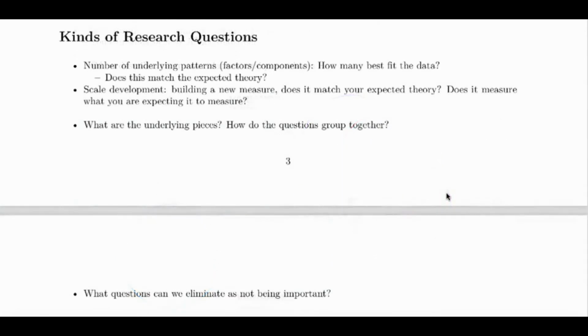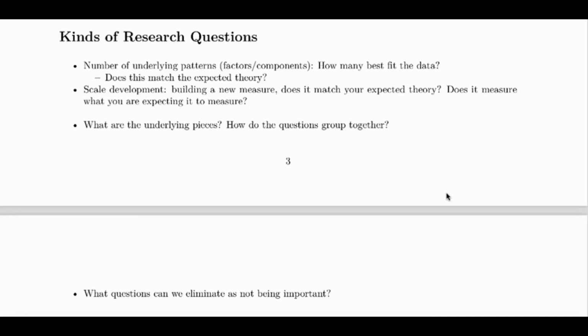So what are the kinds of research questions that you can answer with an EFA? You can answer what's the number of factors or components that you have, how many fit the data if you don't know it, and does it match what's in the theory, or if you don't know it, this is how many factors this theory should have, maybe. You might want to develop your own measure, but you're not quite sure how those factors are going to come out, so you would do an EFA for that.